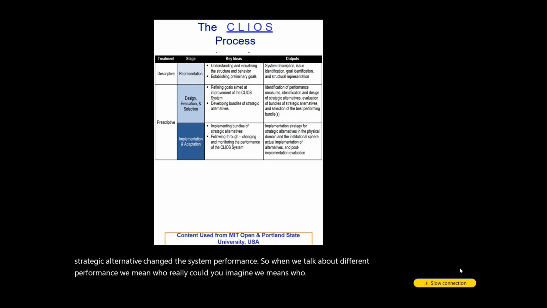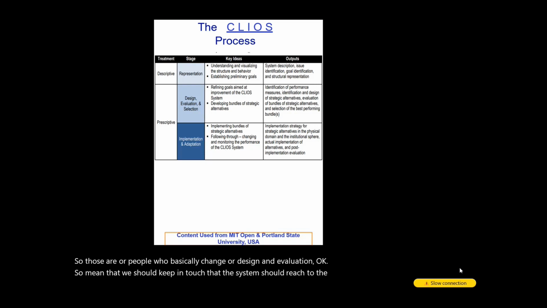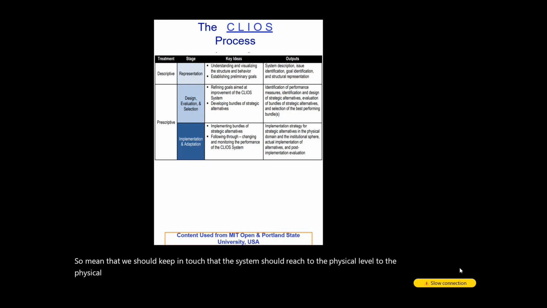We mean decision makers, we mean stakeholders, we mean designers in the second part. So those are the people who change our design and evaluation. Okay, so that means we should make sure the system reaches the physical level, the physical output, so that stakeholders, decision makers, and cost performance can play their role.